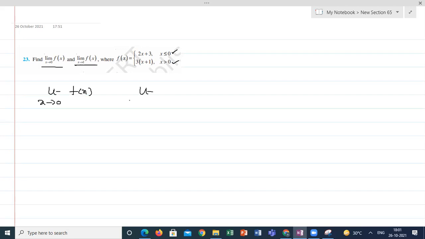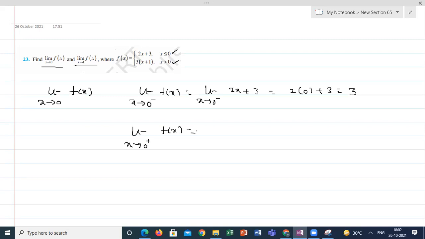So take the limit as x tends to 0 minus of f(x). If it is 0 minus, meaning x less than 0, f(x) will be 2x plus 3. Limit as x tends to 0 minus of 2x plus 3: substituting 0, 2 times 0 plus 3, the answer is 3. Same for the limit as x tends to 0 plus of f(x). If it is 0 plus, greater than 0, my expression is 3x plus 1. Limit as x tends to 0 plus of 3x plus 1: substituting 0, 3 times 0 plus 1, the answer is 1.